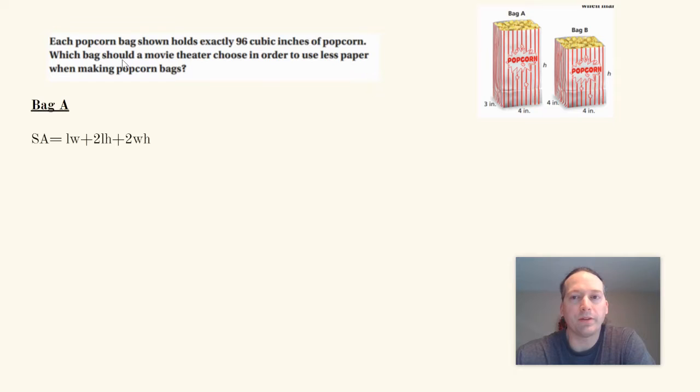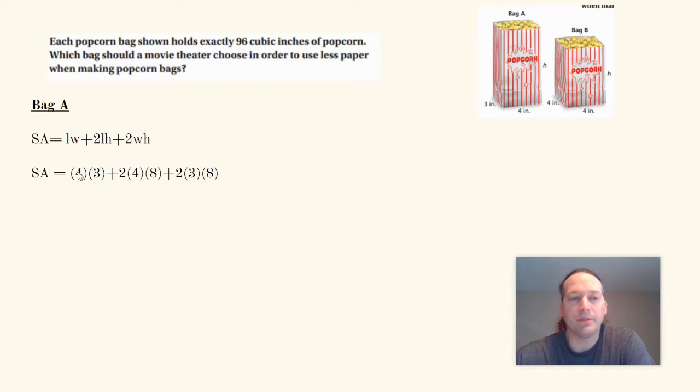Now, you remember there was a formula for surface area. It was 2 times the length times the width, plus 2 times the length times the height, and then 2 times the width times the height. You notice I didn't put a 2 here because with the bag, there is no top. So since there's no top, we do not include paper for there. Okay, so that's why it's just length times width plus 2LH plus 2WH.